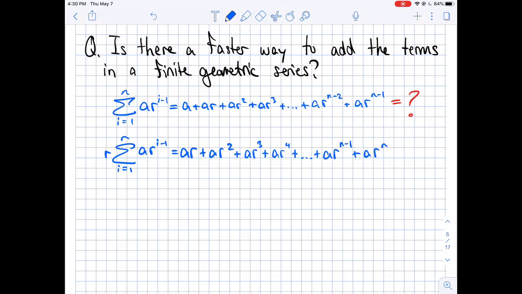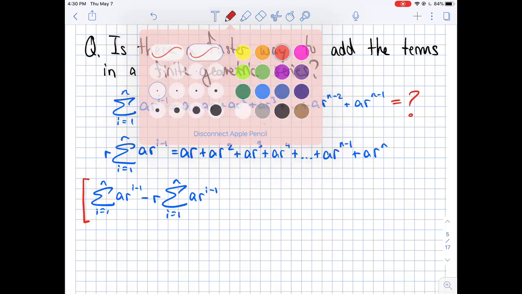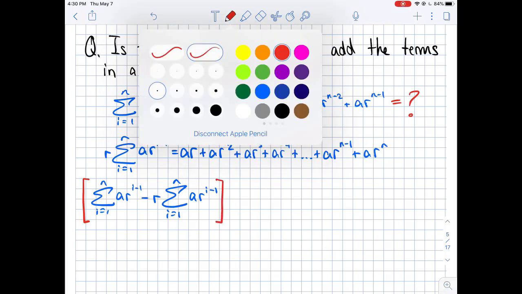So why did we do this? Well, we did this because now we can do this second trick. I'm going to take this term here and this term here, and I'm going to look at the difference between the two of them. I'm going to take the first one and I'm going to subtract from it the second one. So here, let's write out what that gives us. If I have the sum starting at 1 and going to n of ar to the i minus 1, and I'm going to subtract from that r times the exact same summation, something very useful is going to happen here.